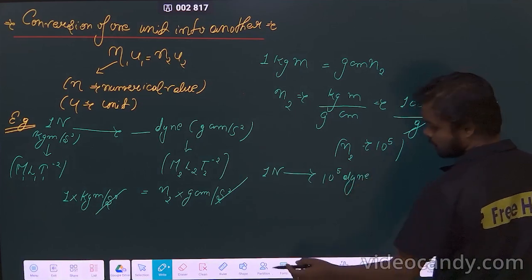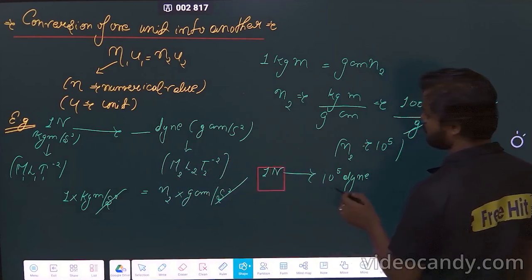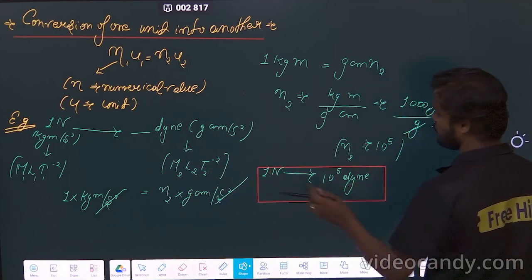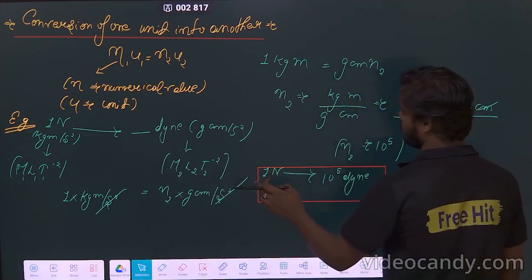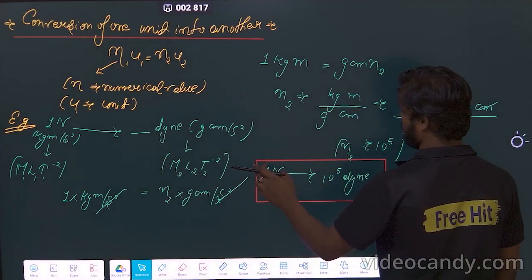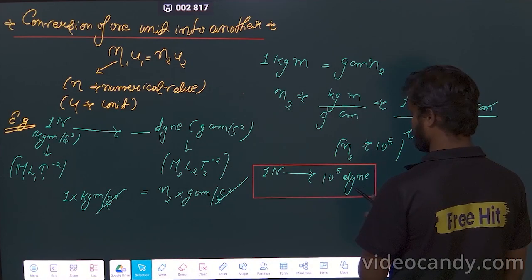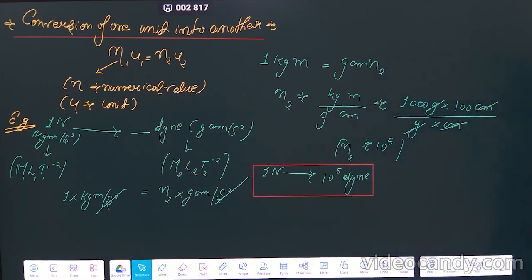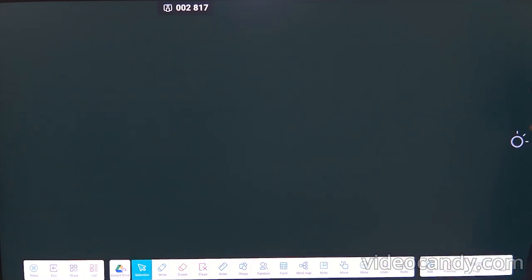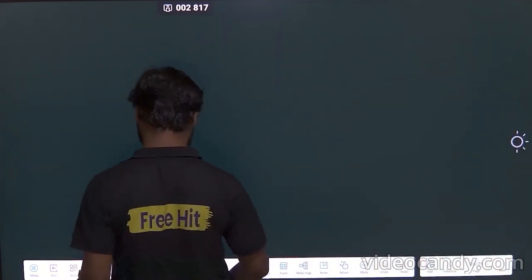Okay, clear? So 1 Newton is 10 to the power 5 dyne. Any doubt? If you have any doubt, you can tell me. Clear? So this is how we convert one unit to another unit. Let's take one more example, then it will be better.